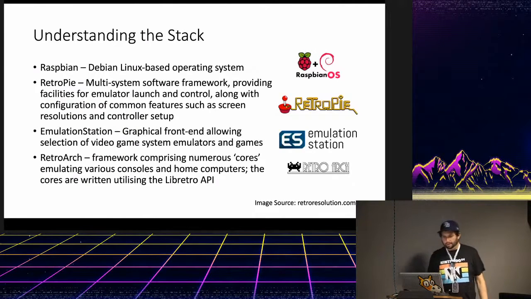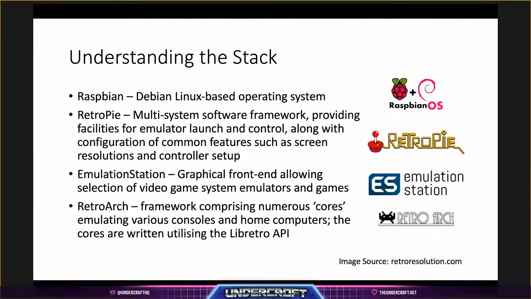So what exactly is going on here? Let's talk about the stack, right? There's a lot of moving parts when it comes to having your own emulation system. We'll start at the top, which is the Raspbian operating system, which is Debian-based. So think Raspberry Pi, Debian mixed together. And we have the Raspbian OS, which, upon the release of the new Raspberry Pi 4 8 gig, which just came out, I think they're changing the name to Raspberry Pi OS.